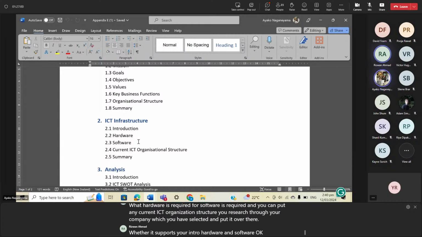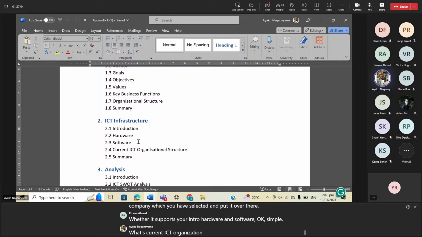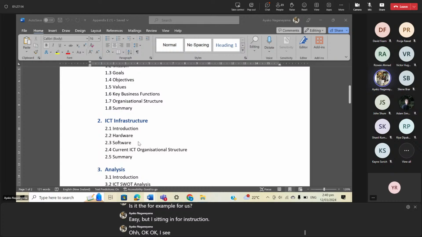Okay, simple. What's the current ICT organization structure? Is it, for example, for us, EasyBit ICT infrastructure? Yeah, that's correct. Oh, okay. I see. Yeah. Thank you.